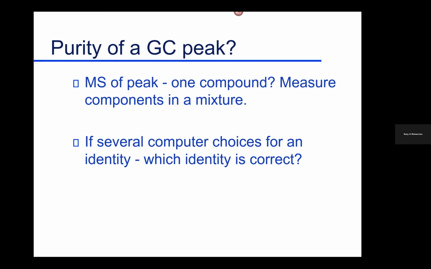And this is a purity of peaks. Let's see if I went right. Measure components in a mixture. It's interesting that you can get profiles again of many compounds at one time. So whatever's coming through, you get a profile of.